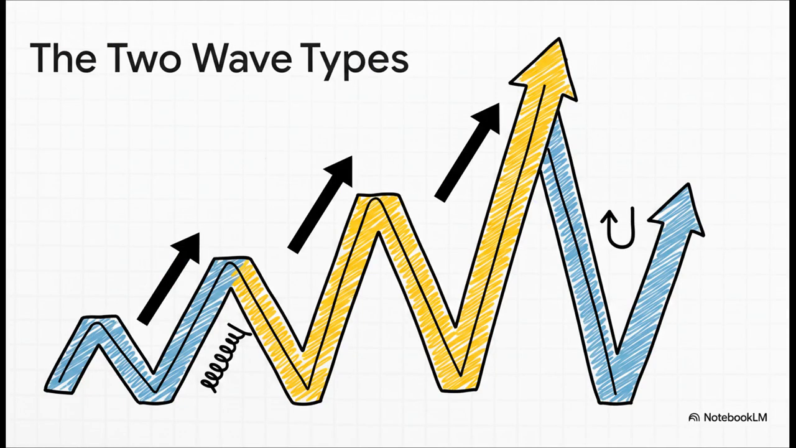So within this 5-wave pattern, you've really only got 2 types of waves to worry about. First, you have the motive waves. That's waves 1, 3, and 5. These are the powerhouses, the ones that actually push the trend forward. Then you have the corrective waves, 2 and 4. Think of these as the market taking a quick breather before the next push.